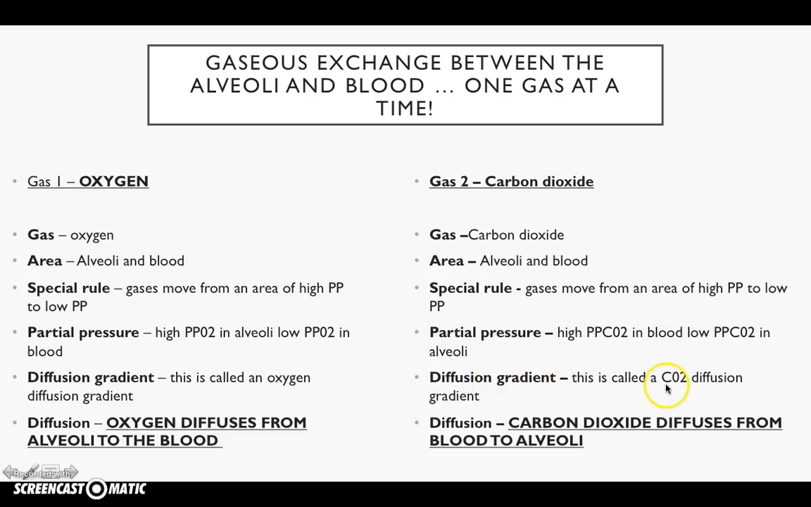This creates a carbon dioxide diffusion gradient, which means carbon dioxide diffuses from the blood to the alveoli and we breathe it out. Now that is the process of gaseous exchange. I'm going to give you a question in a minute and I'm going to give you a method of how we're going to remember this.